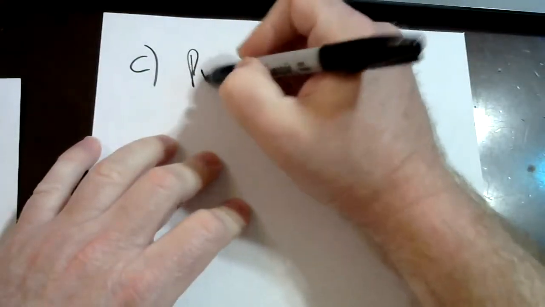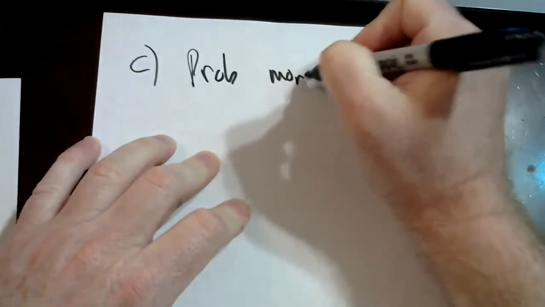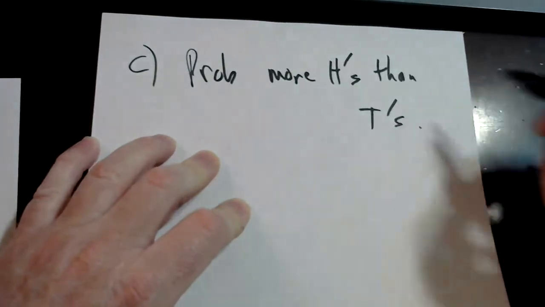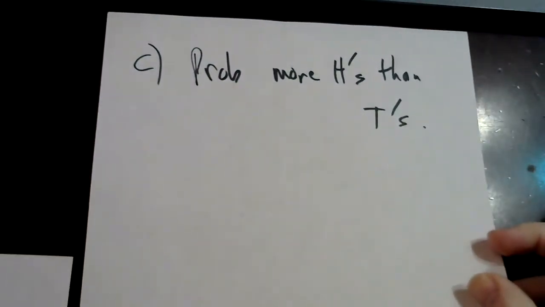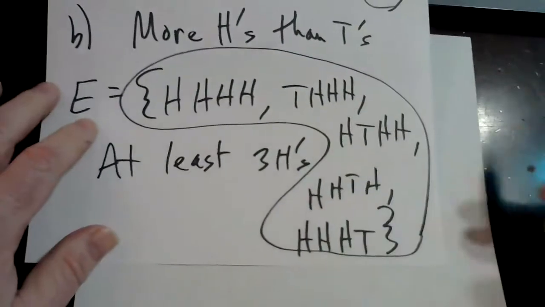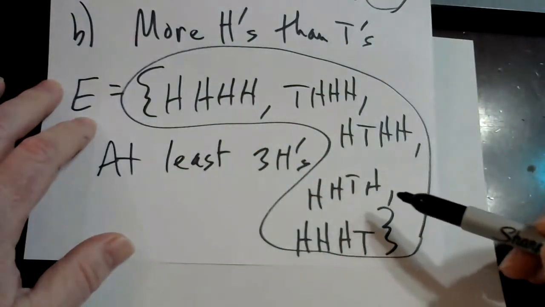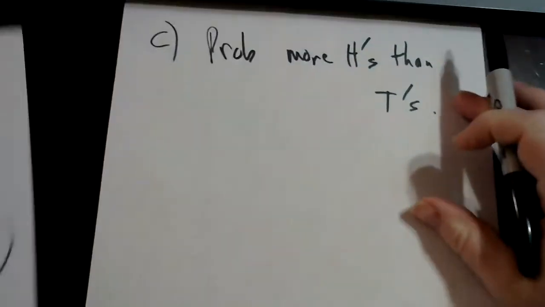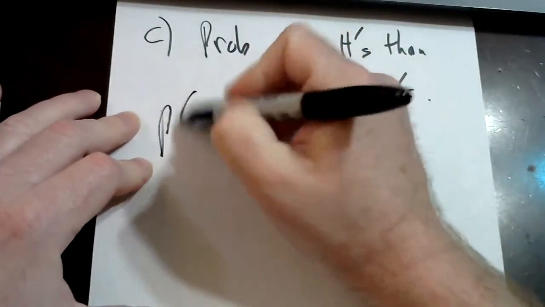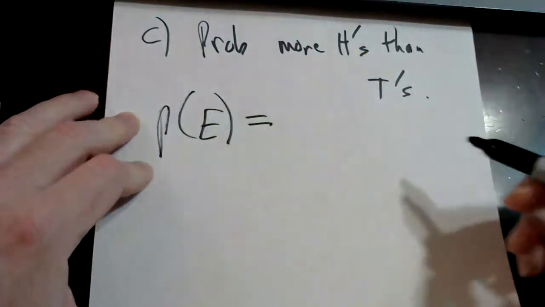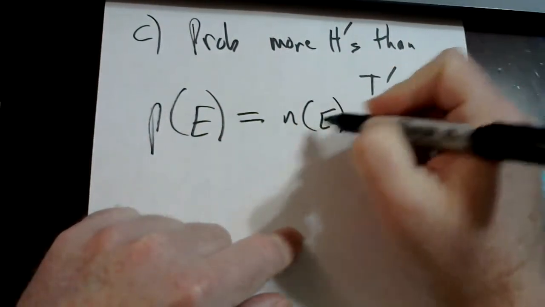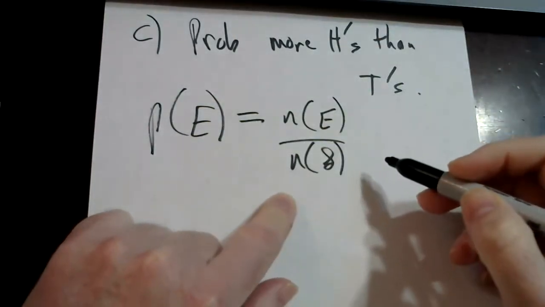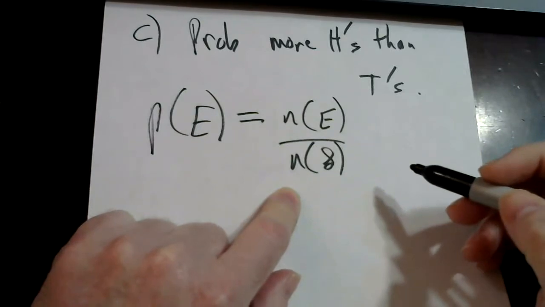Okay. So that's what we're looking for. Well, notice that we just found the set that corresponds to all the outcomes that have more heads than tails. So we really just have to use the definition of the probability of an event. So the probability of that particular event is just the number of things in the event divided by the total number of things in the sample space. So that's the definition of the probability of an event that I alluded to before in the notes.